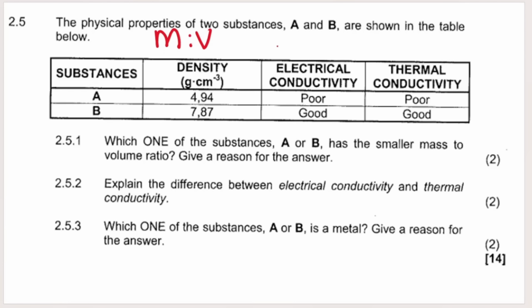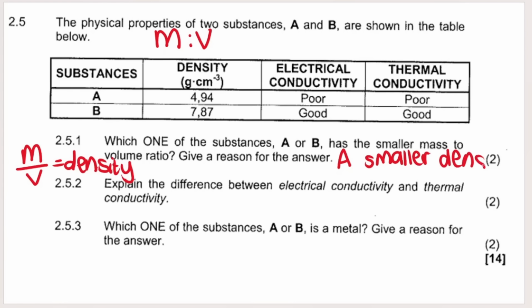ratio, another way to write a ratio is to write it in a fraction like this. And you should know that mass divided by volume is equal to density. So they basically want to know which one has a smaller mass to volume ratio, which one has a smaller density. And if you look at the density values, A has the smaller density. So your answer is A, and you can say smaller density or lower density. I think lower density is probably better English.